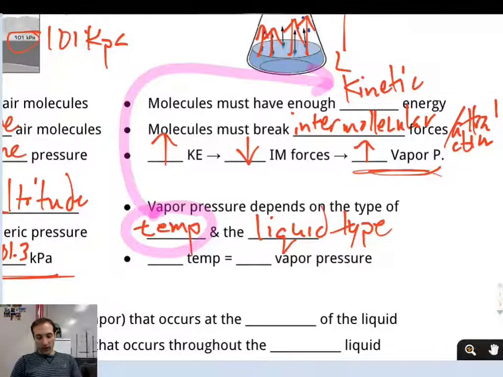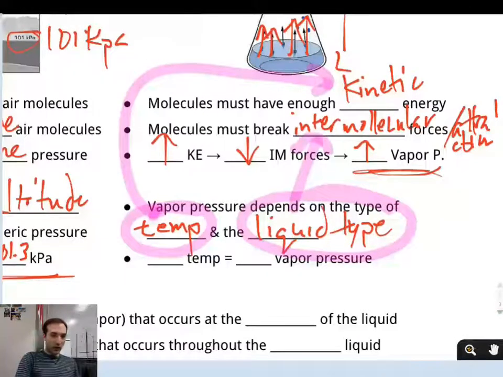So the reason why the type of liquid is important is because that's what determines your intermolecular forces. Water, as a molecule, has different properties than, say, alcohol. So they have different intermolecular forces. Water molecules interact with each other differently than alcohol molecules interact with each other. Okay, that's going to control how easy it is to transition it from a liquid to a gas.